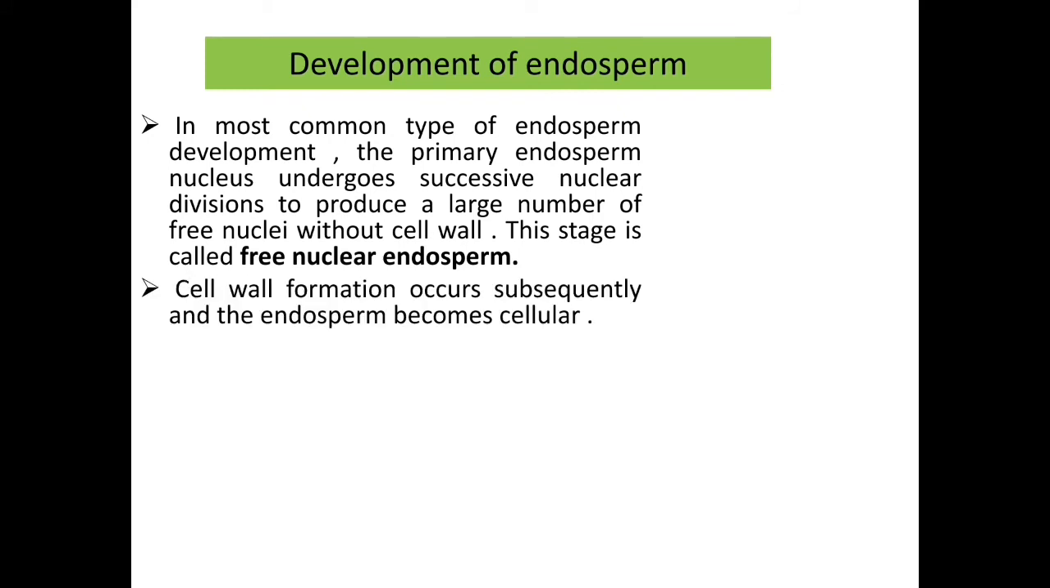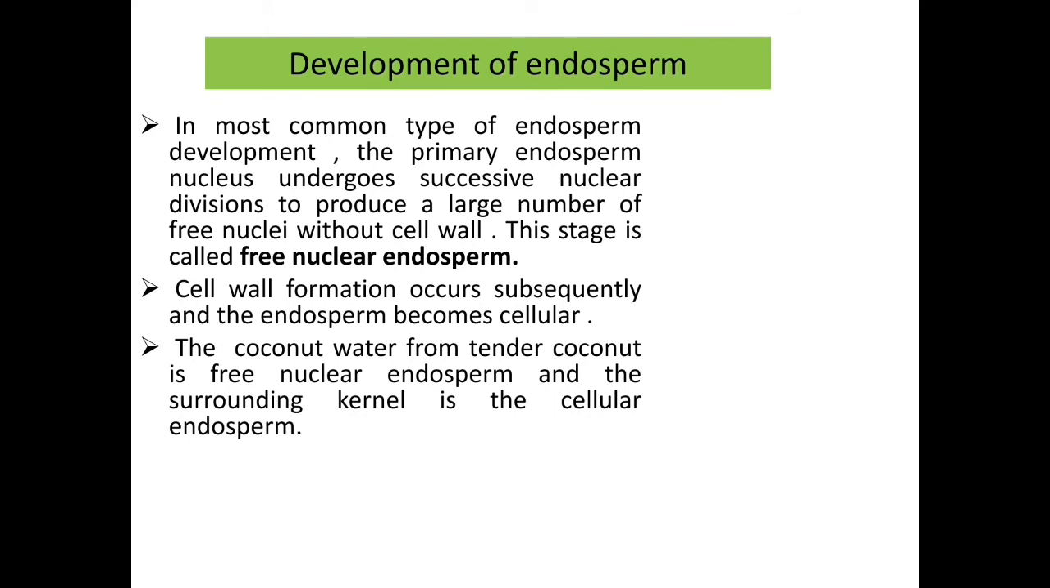Then cell wall formation occurs subsequently. After some time, the cell wall formation occurs and the endosperm becomes cellular. So after the formation of cell wall only, they become cellular, otherwise they are free nuclear endosperm. Now the coconut water from tender coconut is an example of free nuclear endosperm, and the surrounding kernel is the cellular endosperm.